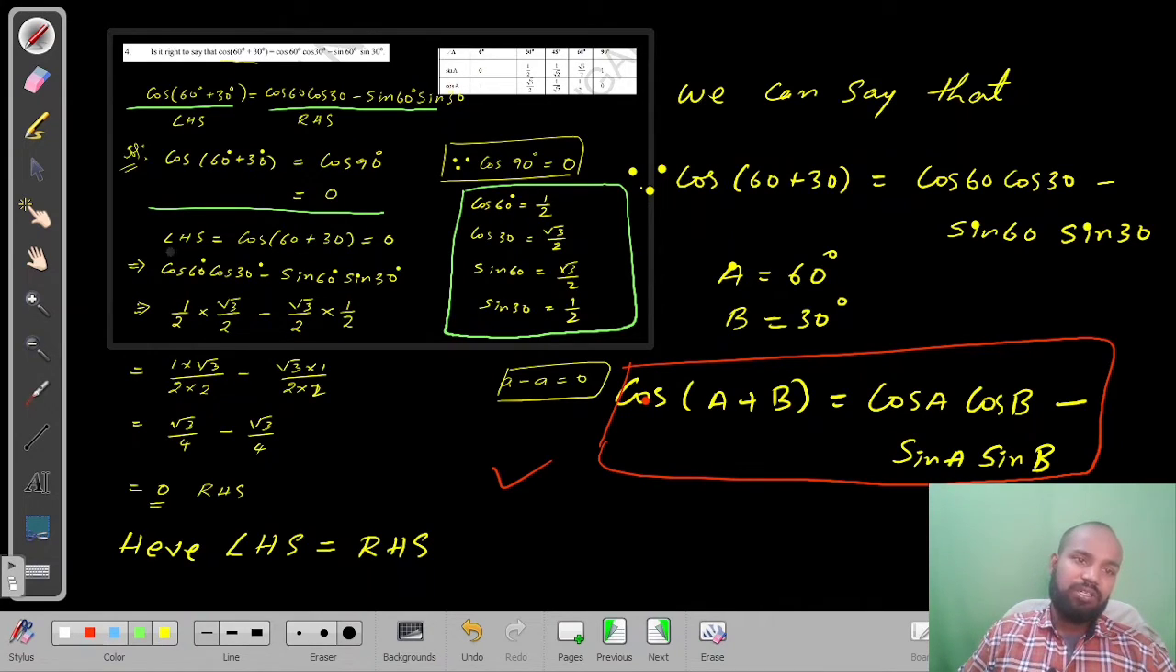Next, we solve the RHS side, and we got 0. So both are equal, LHS equals RHS. So we can say that cos(a+b) equals cos a cos b minus sin a sin b. So this is your derivation. Okay, clear? Right. So moving to the next problem. What is the next problem here?